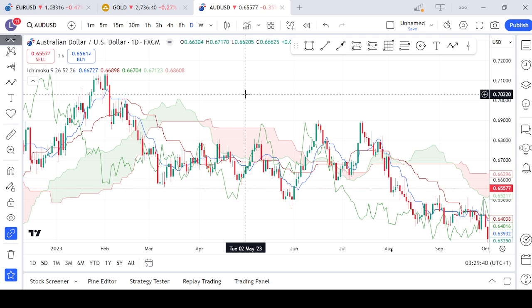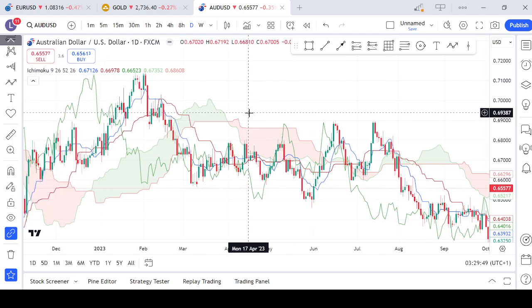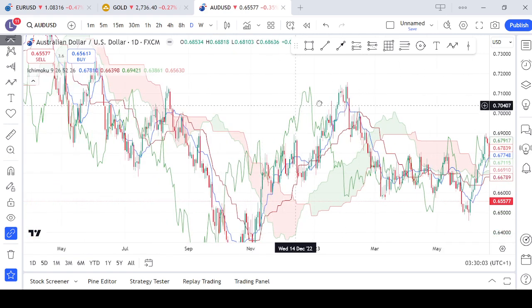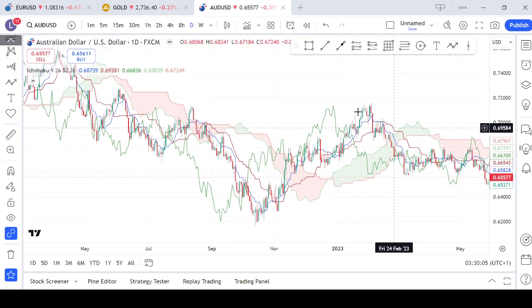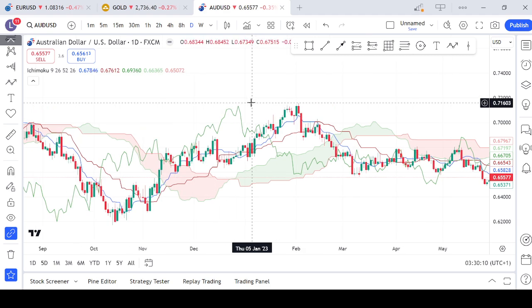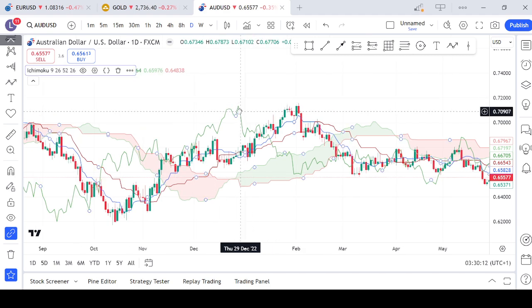So the Ichimoku Cloud is a powerful and comprehensive indicator that provides multiple insights into market trends and potential reversals. So this advanced tool offers traders a complete view of price action, momentum, and support/resistance levels all in one chart overlay, which is why there's so much information on the chart. So the Ichimoku consists of 5 key components.